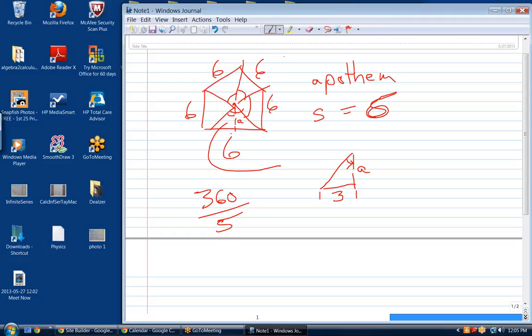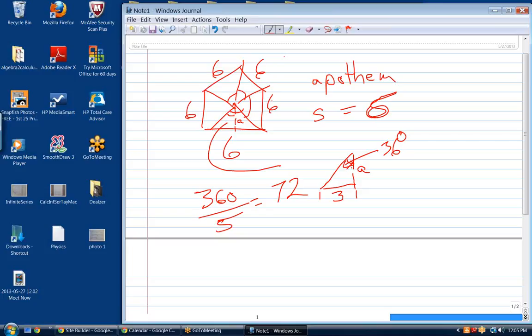The central angle would be, wait, so 360 divided by 5 is about 72. So it'd be 36, right? No, it'd be half of 72. Yeah, 36. Okay. So this is 36 degrees, and now you can use trigonometry to figure out what A is.